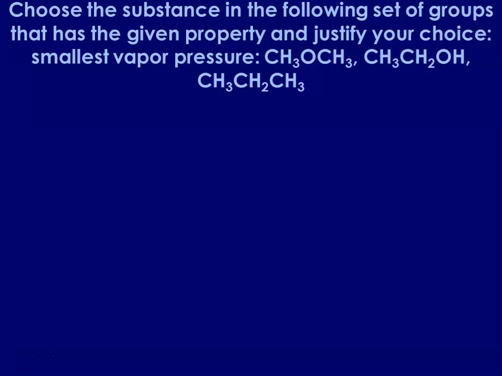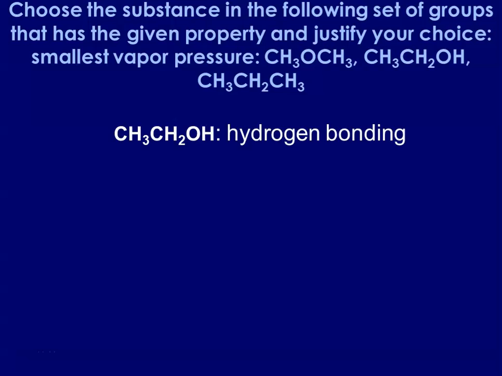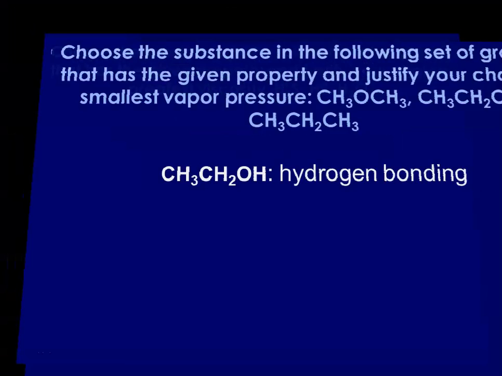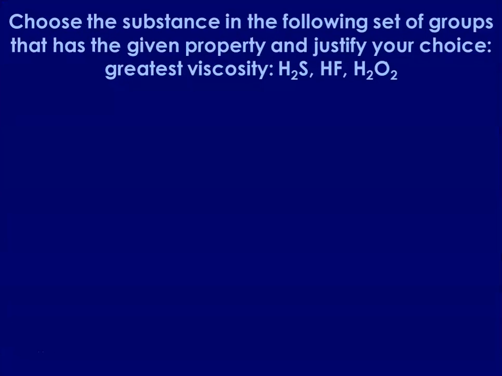Ethanol, my other option, does have hydrogen bonding. It is definitely polar because of that OH group, the hydroxyl group present at the end of the molecule. And hydrogen bonding is going to have a more significant impact on this property than the dipole-dipole forces. So because of that, ethanol would have had the smallest vapor pressure. It had the strongest intermolecular forces holding it together. Propane, CH3CH2CH3, would have had the highest vapor pressure. It had the weakest intermolecular forces, the London dispersion forces present.